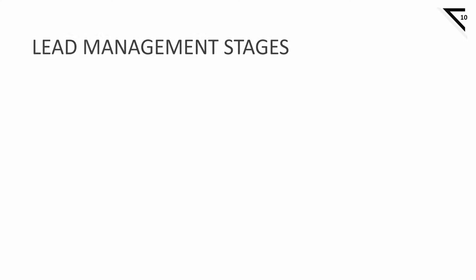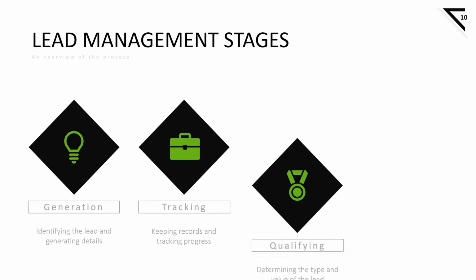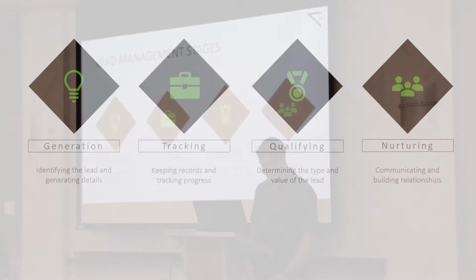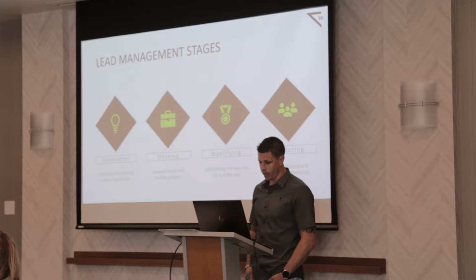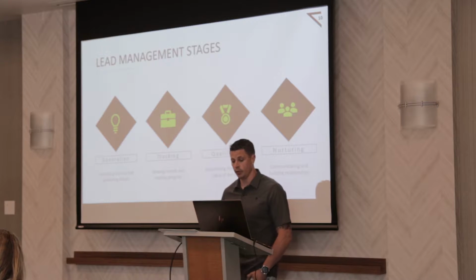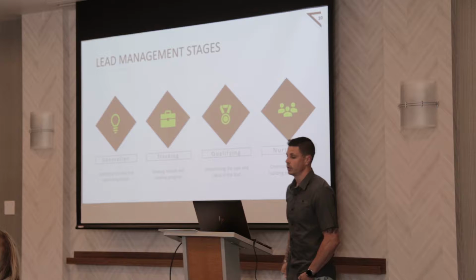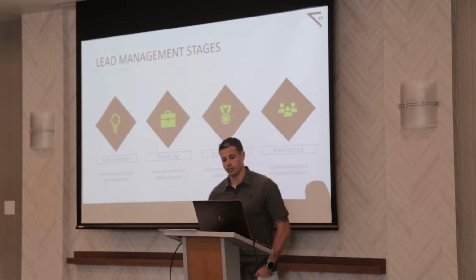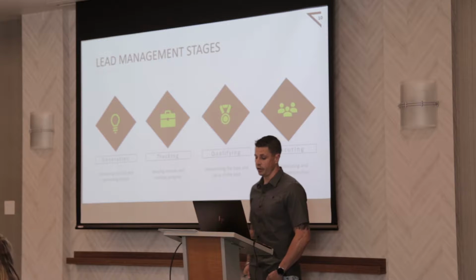Okay, so there's 4 stages of lead management. Generation, which is identifying the lead and generating the details. Tracking, keeping records and tracking progress. Qualifying, determining the type and value of the lead. And then nurturing, which is communication and building the relationship. Each one of these steps, we're going to get more into this, especially on the qualifying side.